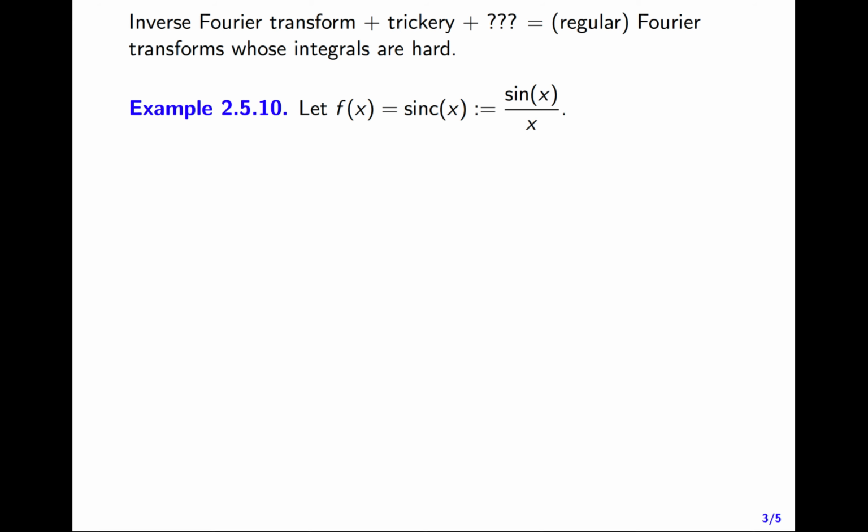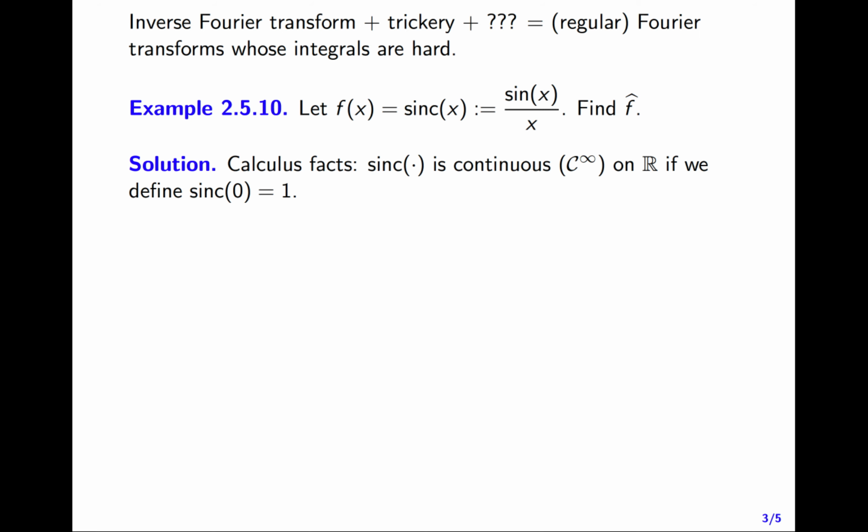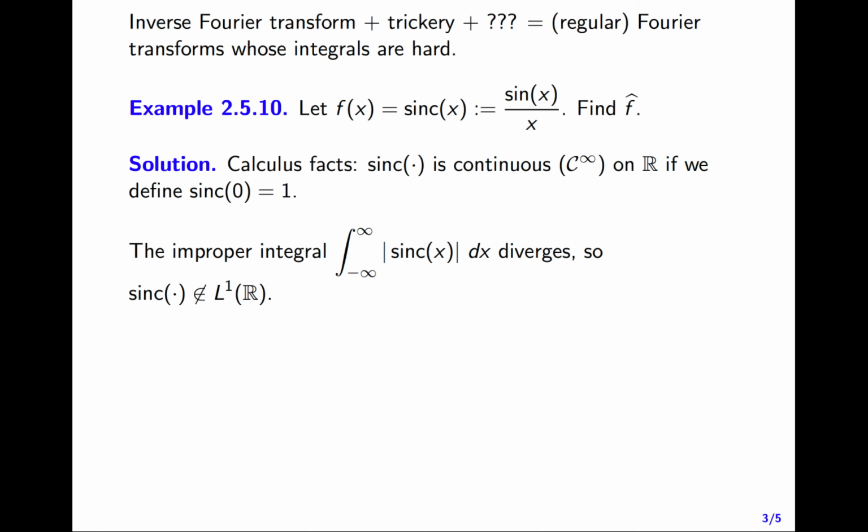Here's an example. Take f of x to be the sinc function. So sinc of x is sine of x over x. We want to find f hat. Now you probably met the sinc function, even if you didn't call it that, back in calculus when you were studying limits and L'Hopital's rule. And we know that sinc is continuous on R, in fact it's C infinity, if you define sinc of 0 to be equal to 1. On the other hand, the improper integral from minus infinity to infinity of the modulus, or in this case absolute value, of sinc of x diverges. So sinc is not in L1.